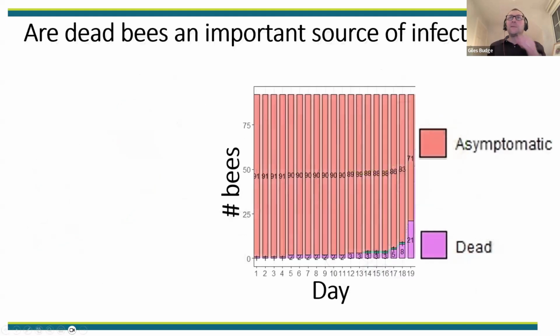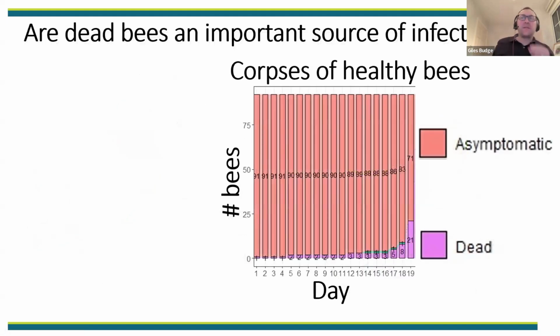So what did Megan find? In her experiments, it was very, very clear, actually. If you add corpses of healthy bees, the bees live a kind of normal life when they're being fed sucrose. You get a few dead bees coming in about 3 weeks. The dead bees are here, pinky purple, and the asymptomatic bees, the ones that are still alive, are red.